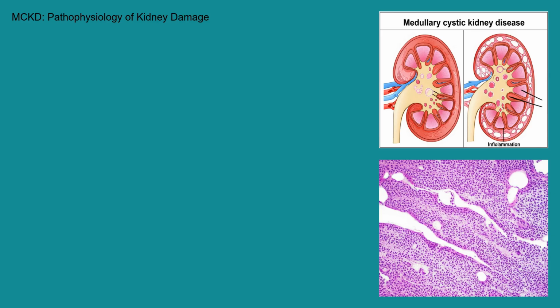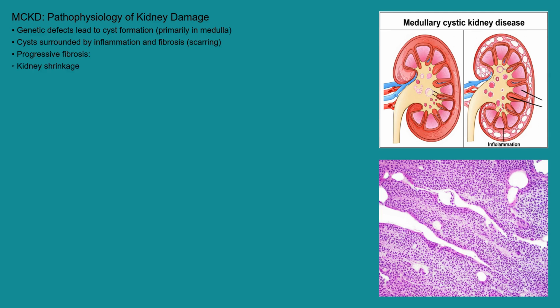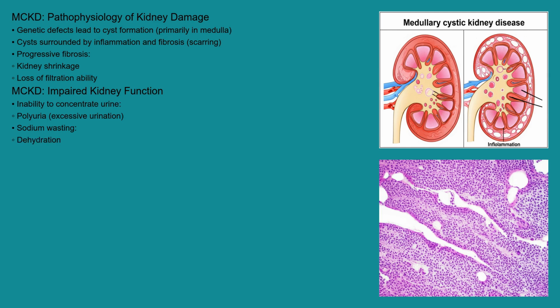Let's understand how MCKD actually damages the kidneys. Pathophysiologically, the genetic defects in MCKD lead to the formation of cysts, predominantly in the medulla, the inner part of the kidney. These cysts are surrounded by inflammation and fibrosis, which is scarring of the kidney tissue. This progressive fibrosis causes the kidneys to shrink and lose their ability to filter waste and regulate fluids and electrolytes efficiently. Crucially, the impaired function involves both concentrating urine, leading to polyuria, excessive urination, and sodium wasting, contributing to dehydration and electrolyte imbalances. Over time, this leads to end-stage renal disease or kidney failure.